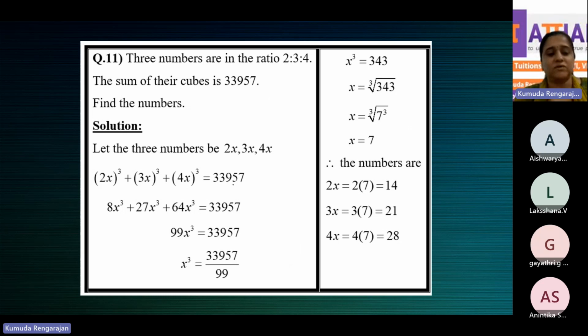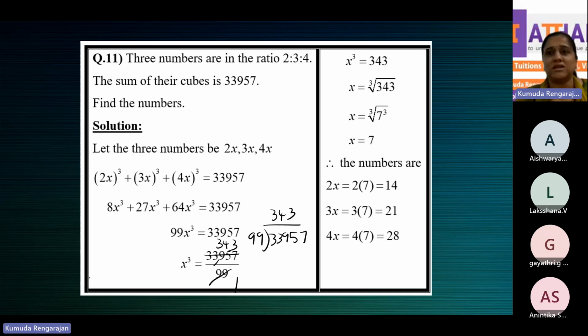So 99x cubed is equal to this. x cubed is equal to 33,957 divided by 99. So when you divide, you actually divide like this. So this is your rough work. When you divide by 99, the quotient is 343. The quotient, that is 99 ones are 99, 343 times.